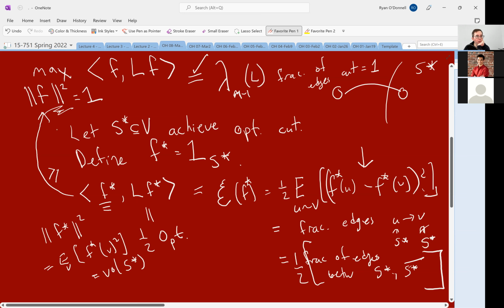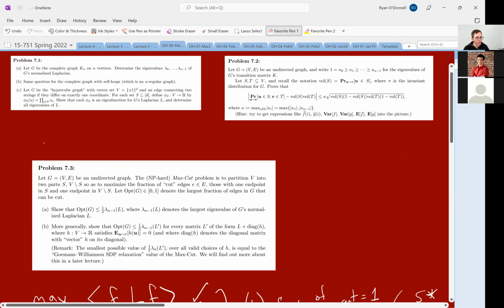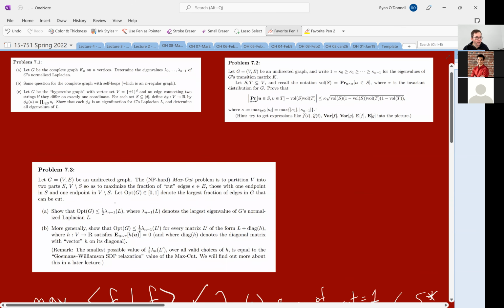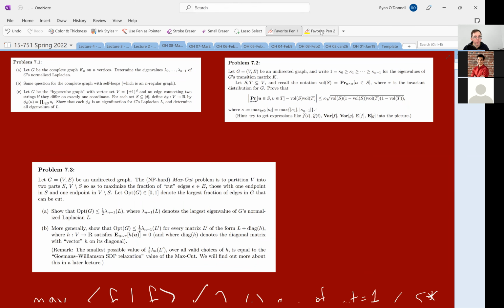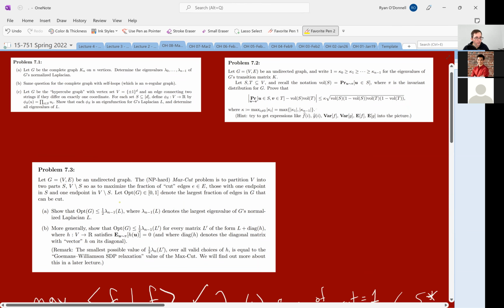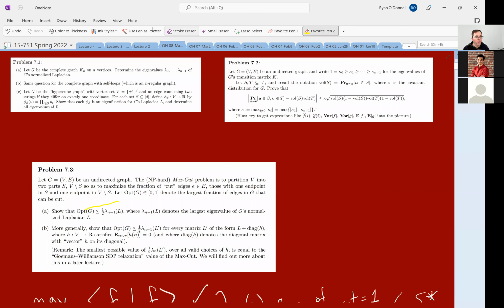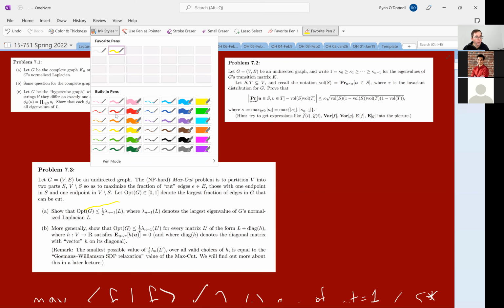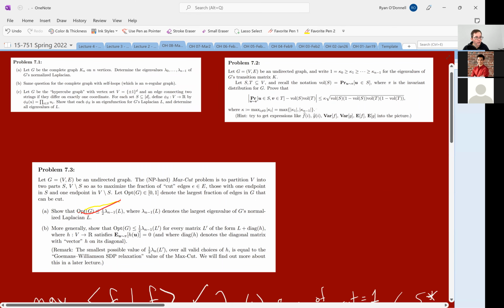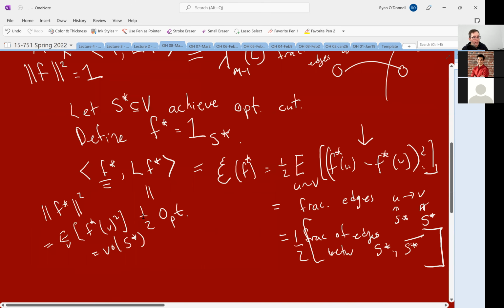So what are we trying to show? Trying to show that this lambda n minus 1, get my yellow pen here. Oh, you can't even see yellow. Let's try to do red. I'm having a hard time with my pen these days. The optimum is supposed to be at most 2 times lambda n minus 1, 2 times its maximum eigenvalue.